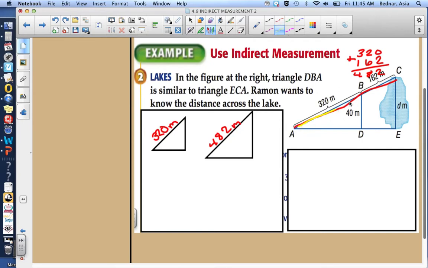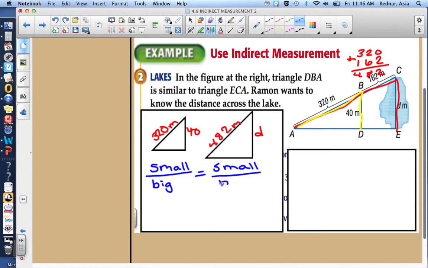This was part of the little triangle, and this is part of the little triangle, that 40. So I know that this here is 40, and I also know that this is part of the long, or the big triangle, but I don't know how much it is. It's D. That's what I'm trying to find. Now I'm going to go back and continue to use my small over big equals small over big. And from there, I can solve the problem.